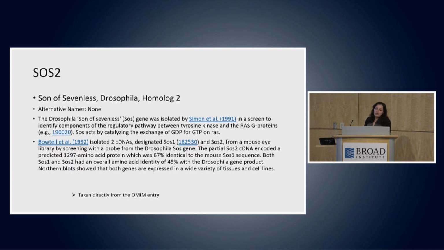So same thing, you just want to get an overview of the gene. SOS2 is son of sevenless Drosophila homolog 2. It has no alternative names, and it is actually very similar to SOS1. I think it's 67% identical to the SOS1 sequence, which is definitively associated with RASopathy. And this is just taken directly from the OMIM entry.